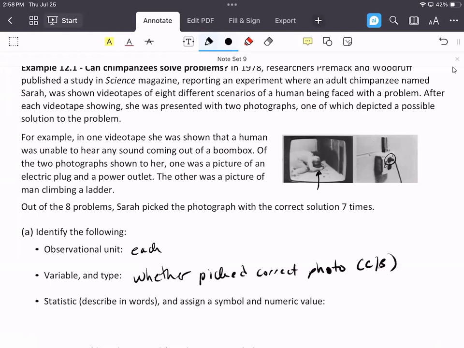So what are we looking at? We're not looking at each chimpanzee. We're looking either at each videotape, and you're like, well, videotape doesn't really make sense to me because those don't seem really related to the variable. You could also say each video or each problem scenario. So she's looking at different problems and then she sees if she can effectively solve it. In other words, pick the correct photo. The big thing is it's not each chimpanzee, it's not each Sarah.